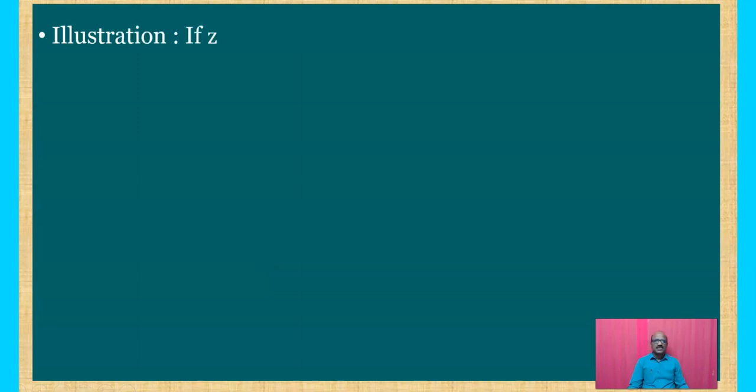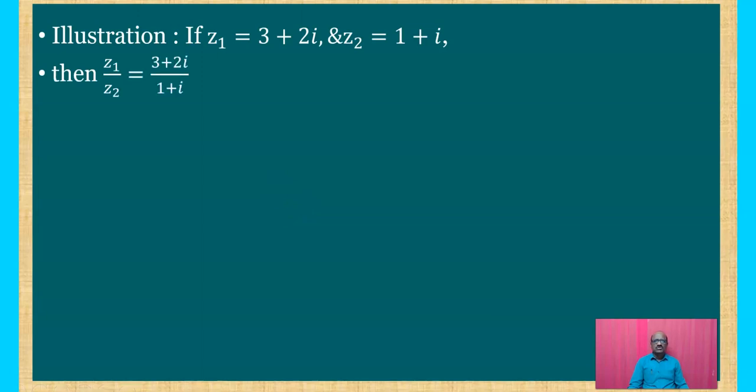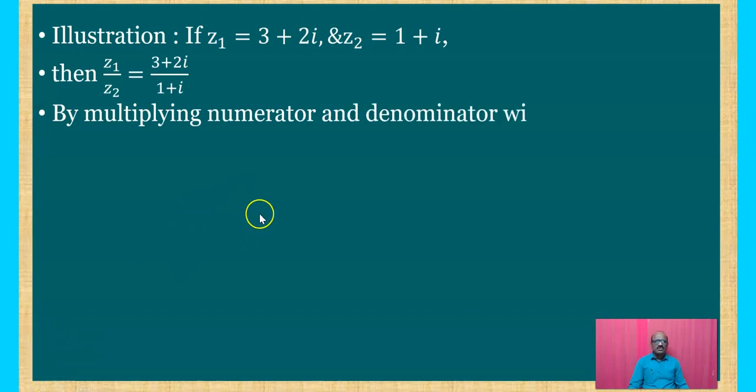Next is an illustration. If z1 is equal to 3 plus 2i and z2 is equal to 1 plus i, then z1 upon z2 is equal to 3 plus 2i upon 1 plus i. Now for the simplification, multiply the numerator and the denominator by the conjugate of 1 plus i, which is 1 minus i.